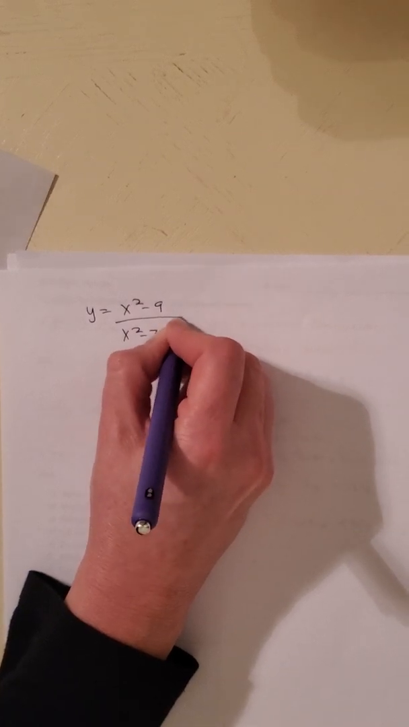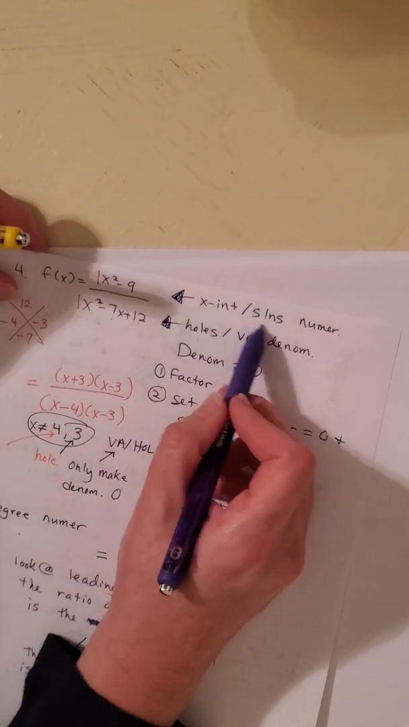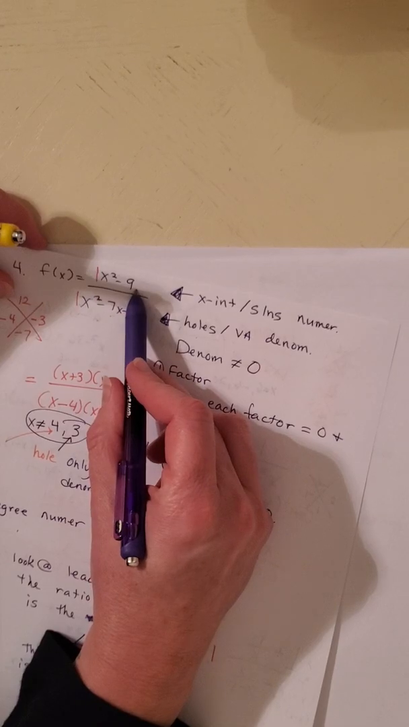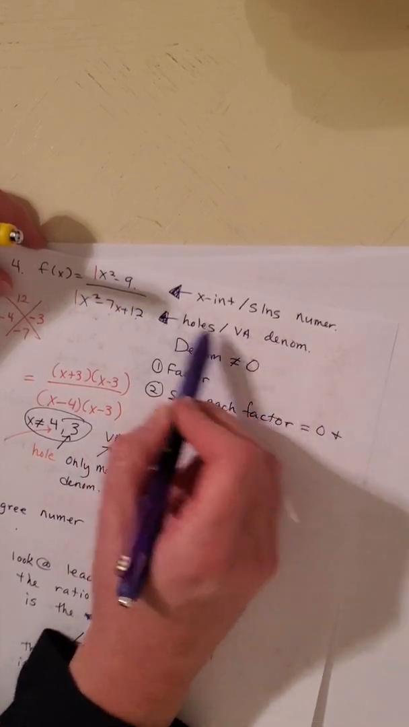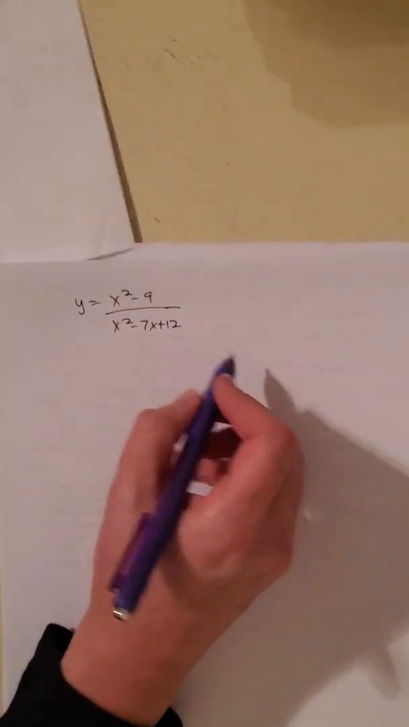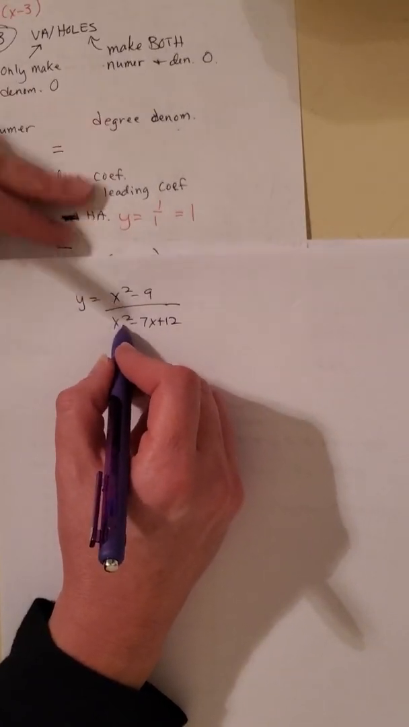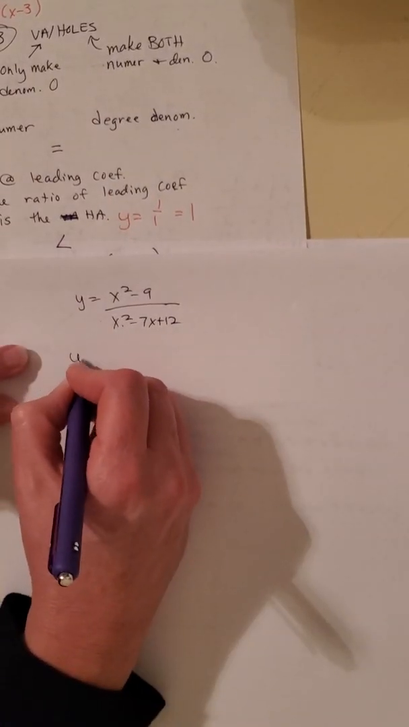Now, again, I'm going to point out that solutions come from the numerator, holes and vertical asymptotes come from the denominator. So I actually don't even need to look at the denominator. I've already found those points. I'm only going to use the numerator.